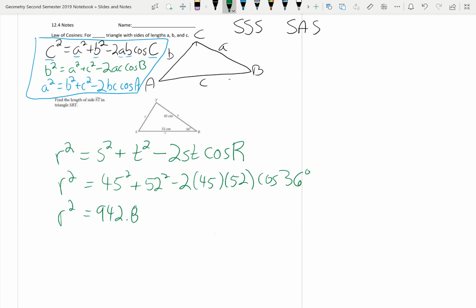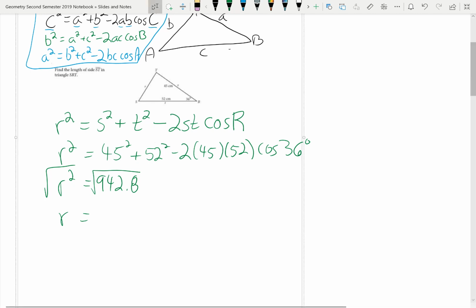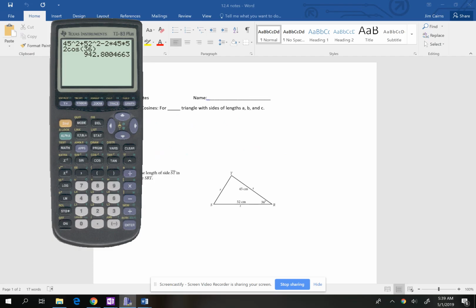942.8. And now what I'm going to do is just square root both sides, and that will give me my r. So let's go ahead and go back to my calculator. So it's kind of cool. I can go second square root, and rather than typing it in, just go second answer. That's the ANS key above the minus sign at the bottom there. And that will give me the square root of that number. So 30.7, so about 31, looks like.